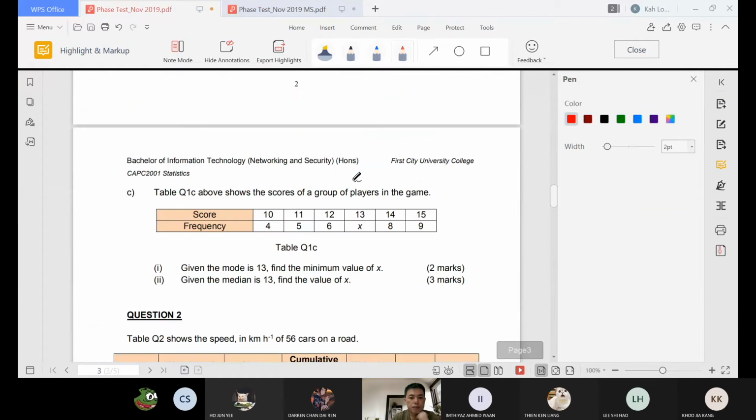Okay, question C. Question C is so-called ungrouped data. Actually, this is not a frequency table. A frequency table must have the class. This is only the number. So how do you read this? 10 repeated 4 times, 11 by 5 times, and so on. I don't want to write every number.